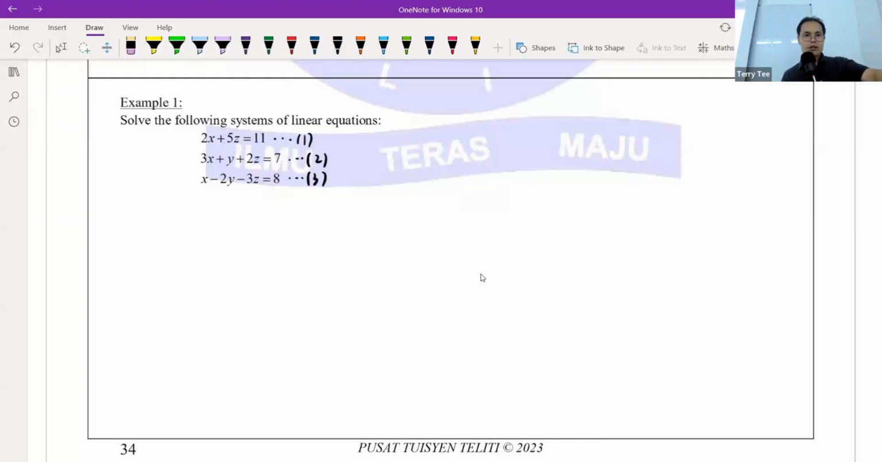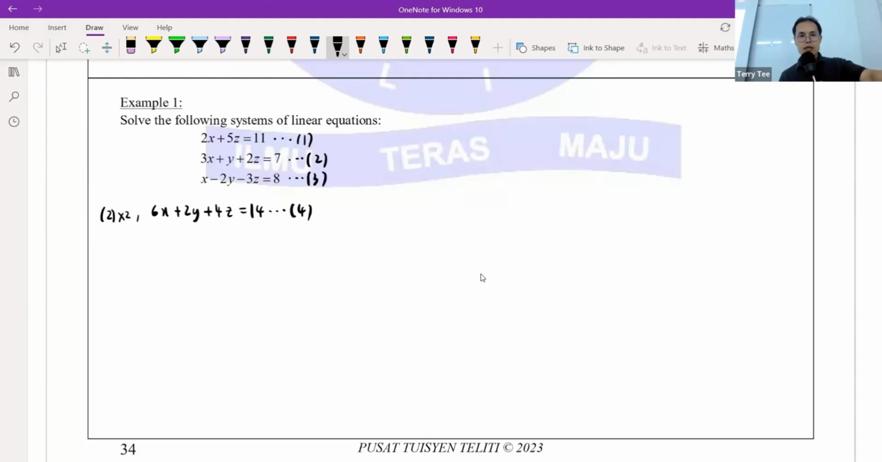I just have to make sure they share the same coefficient. The first one, the coefficient is 1. The second one, the coefficient is -2. So we will take equation 2 multiplied by 2. So 3 times 2 is 6x. y times 2 is 2y. 2z times 2 is 4z. 7 times 2 is 14. This is equation number 4.